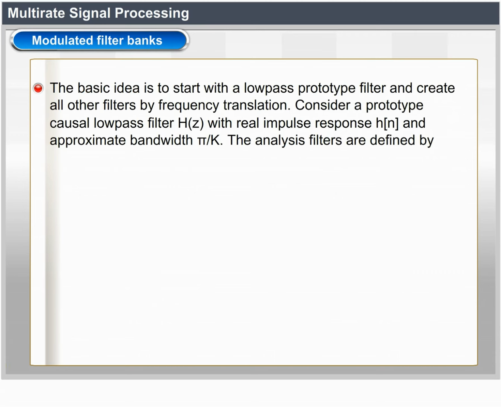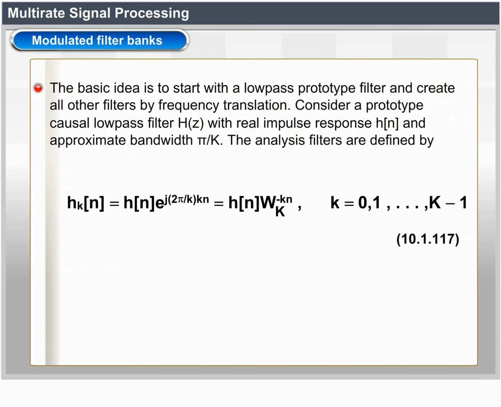The analysis filters are defined by hk of n equal to h of n into e power j 2 pi by K into kn, equal to h of n into Wk power minus kn, where k equal to 0, 1, etc. up to K minus 1, is called equation number 10.1.117, where Wk approximately equal to e power minus j 2 pi by K is the twiddle factor.